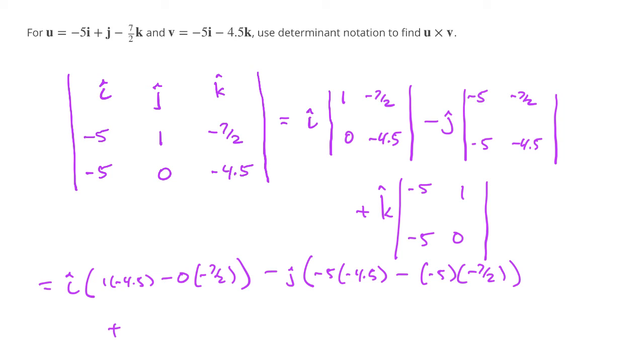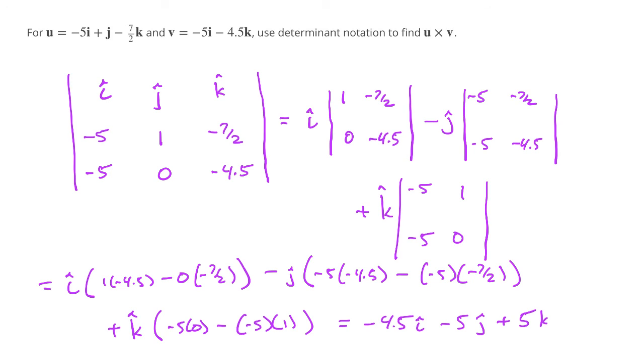And then finally, for our third component, we have k times our determinant, -5 times 0 minus a -5 times 1. When we simplify each one of these expressions, what we end up with is a -4.5 in the i direction, a -5 in the j direction, and a +5 in the k direction. So that's using determinant notation and using the algebraic expansion.